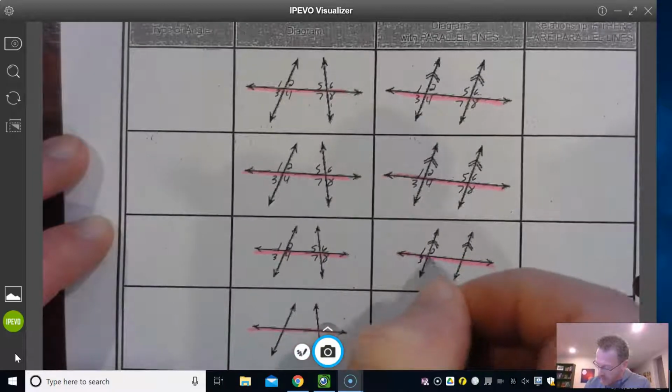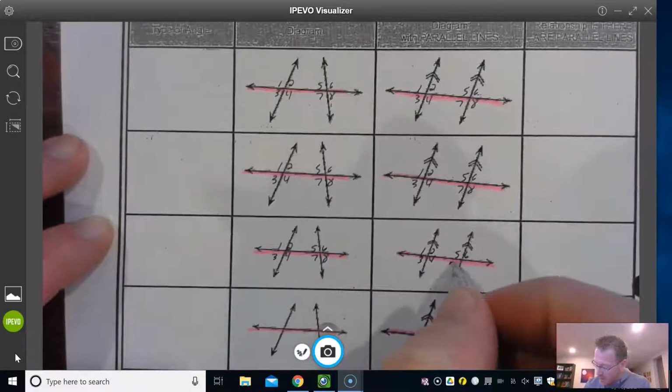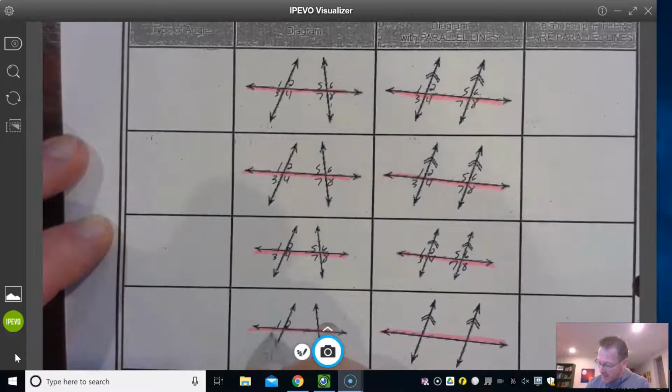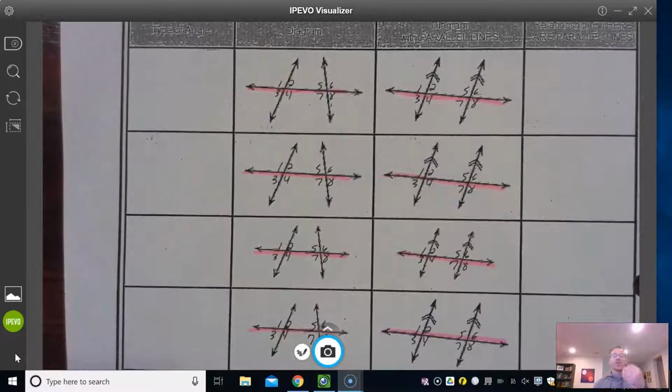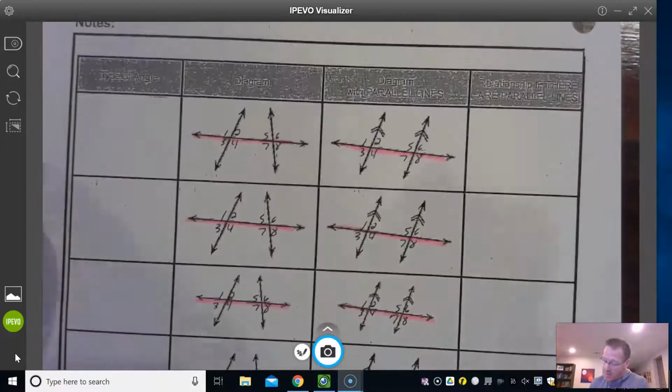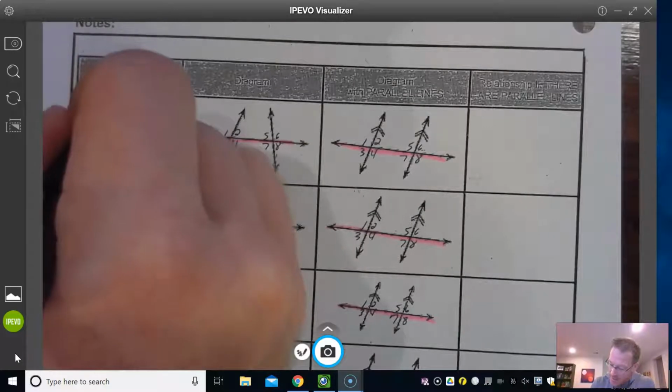What we want you to understand is that you can always identify the types of angles. Whether we have parallel lines or not, you can always identify the types of angles. What changes is whether we can say that there is a relationship that exists. So let's start with corresponding angles.